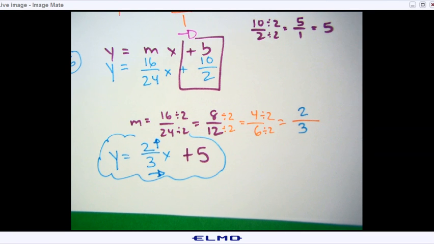We're going to go ahead and write the equivalent equations so we can graph it.